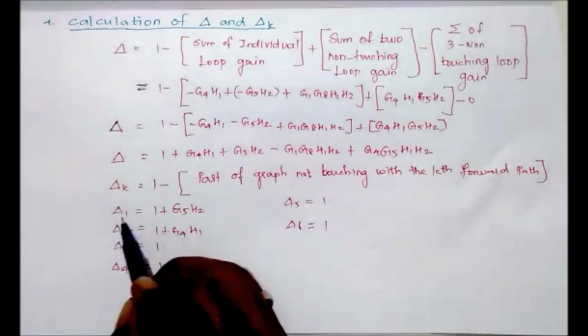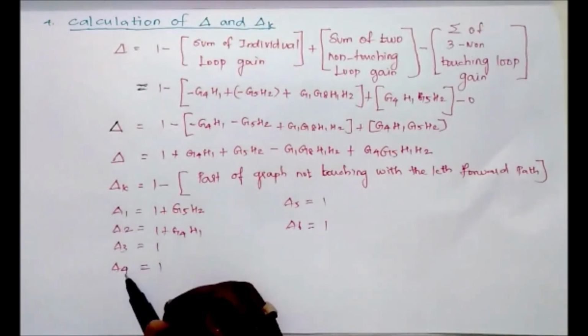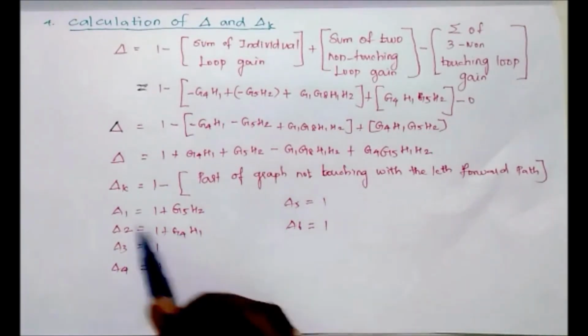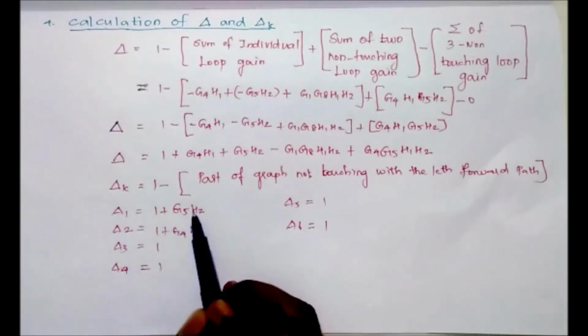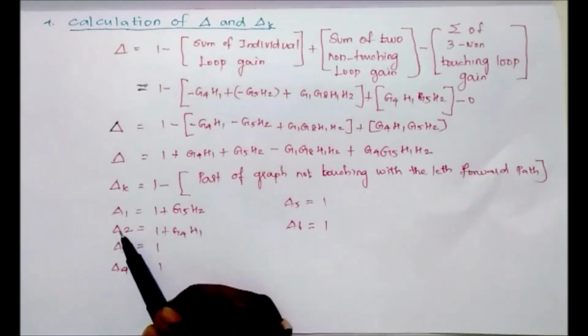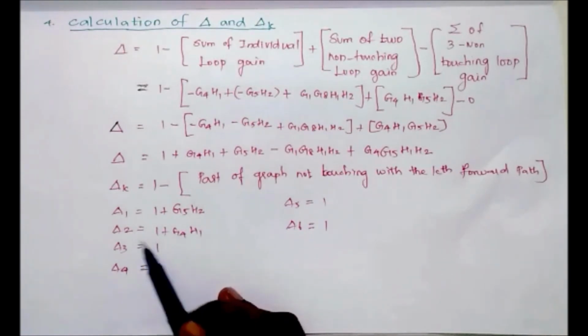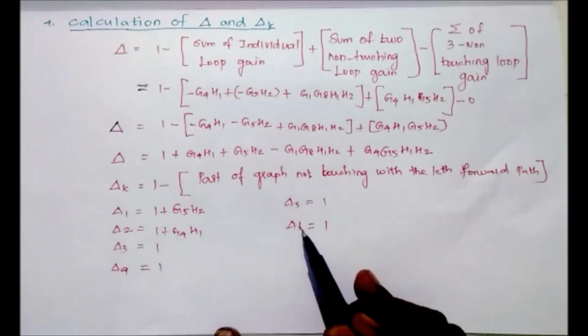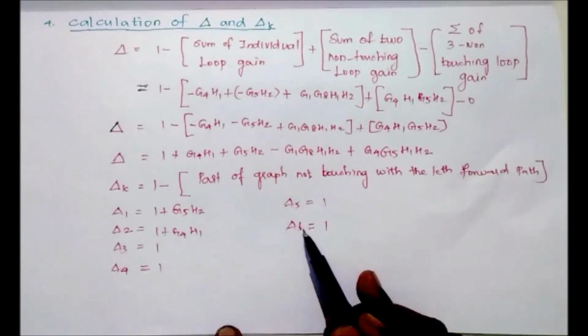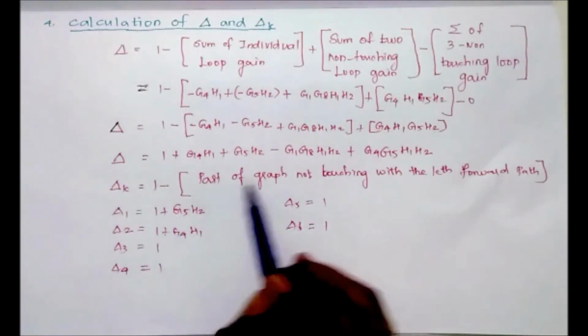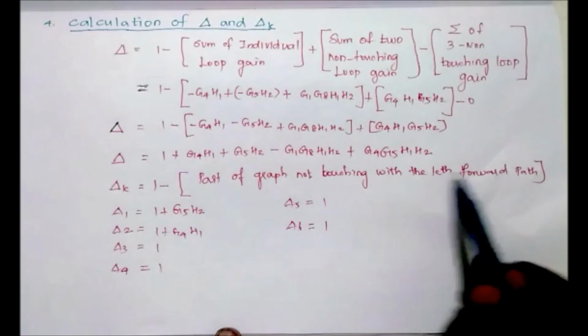So now we have found the del 1, del 2, del 3, del 4, del 5 and del 6 values. For forward path 1, this is the portion not touching the first forward path. For forward path 2, this is the portion not touching forward path 2. But for forward paths 3, 4, 5, 6, no part of the graph is left untouched. The actual formula is del k equals 1 minus the part of the graph not touching the kth forward path.